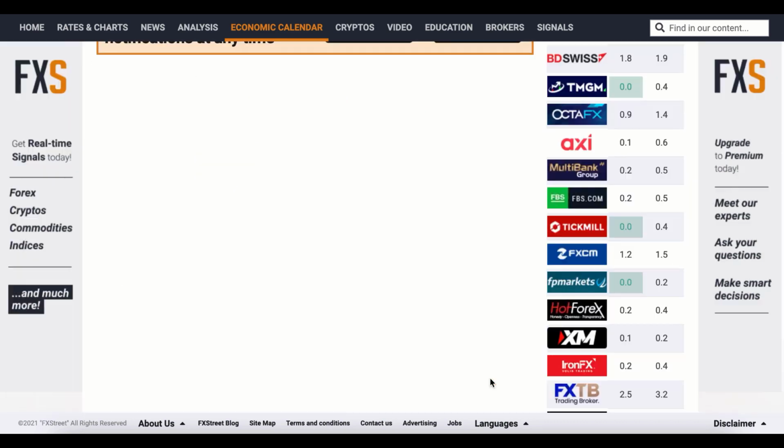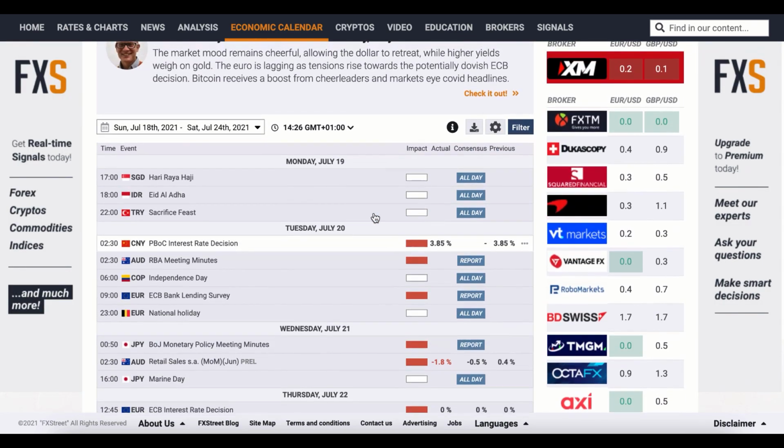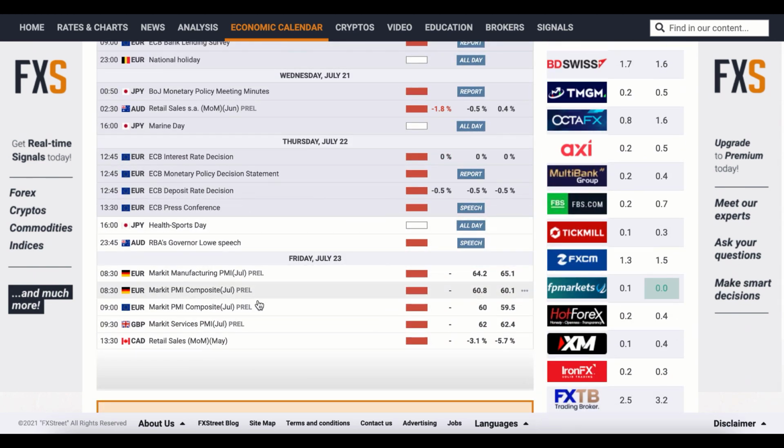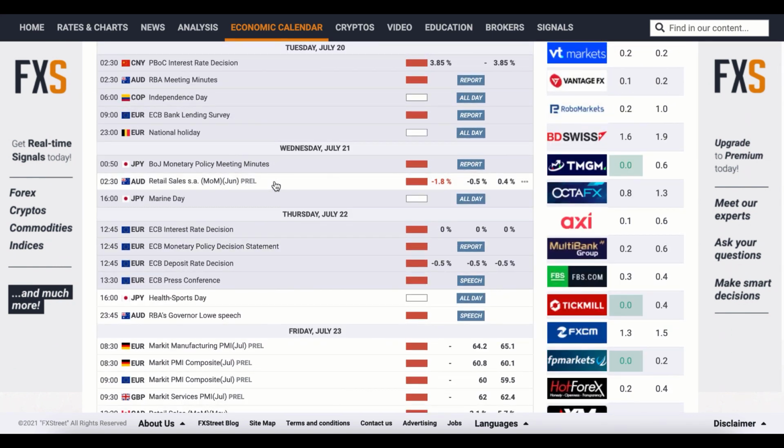my economic calendar. All right, so we apply those filters, and as you can see, we now have a lot less news than what we were previously looking at, right?